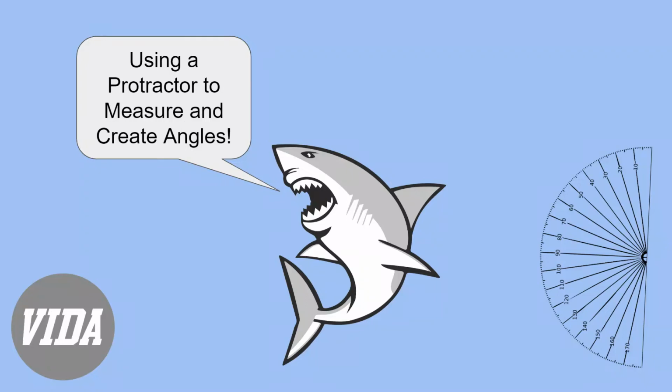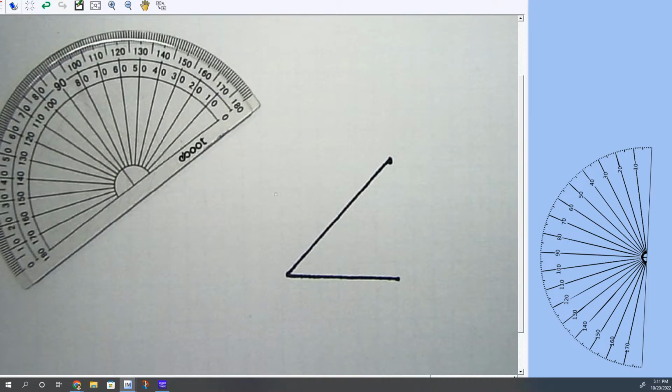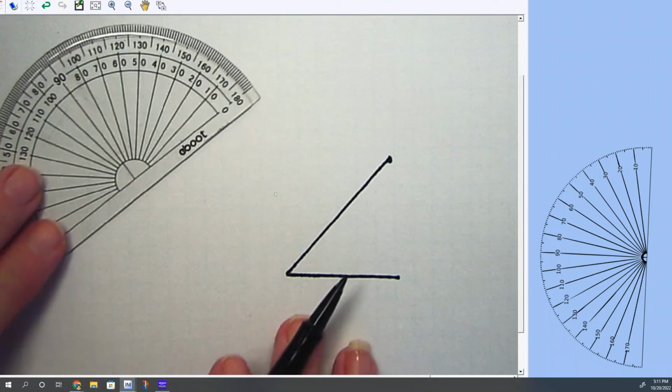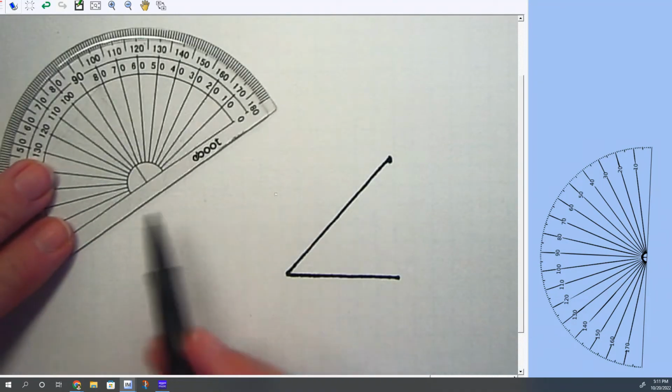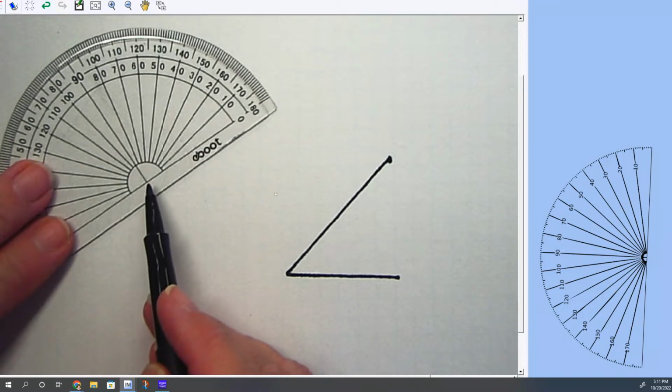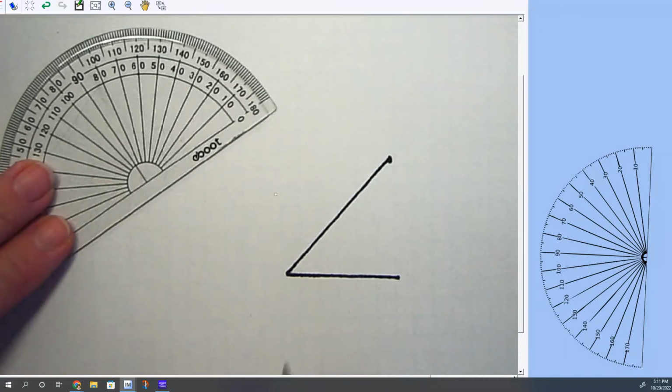So we're going to talk about using protractors to measure and create angles. Sometimes I need to know how many degrees a particular angle is, so I'm going to use a protractor. The most important point on the protractor is right here where everything comes together. And I want to always put that point directly over the vertex of my angle.